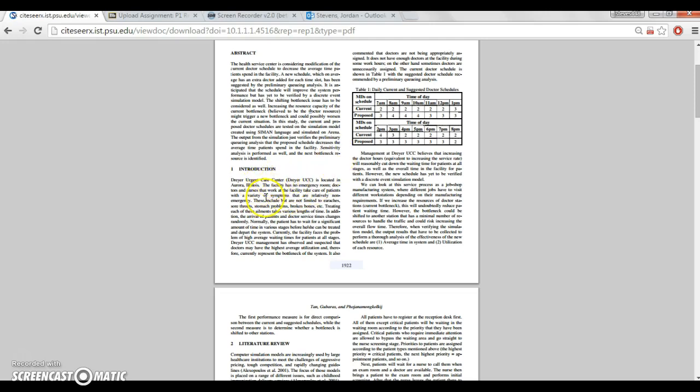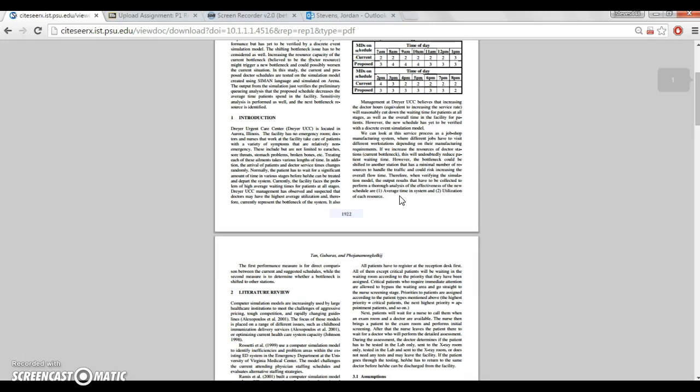Now they go on into the introduction, where they show where Dreyer is, how they got their data, and how their data could be skewed, because Dreyer Urgent Care Centers never had a time analysis. They've never had an analysis of their own facility. So they actually used a similar facility from 1995, so there might be skewed analysis here. Basically, they're trying to decrease the average time in system and decrease the utilization of each resource.